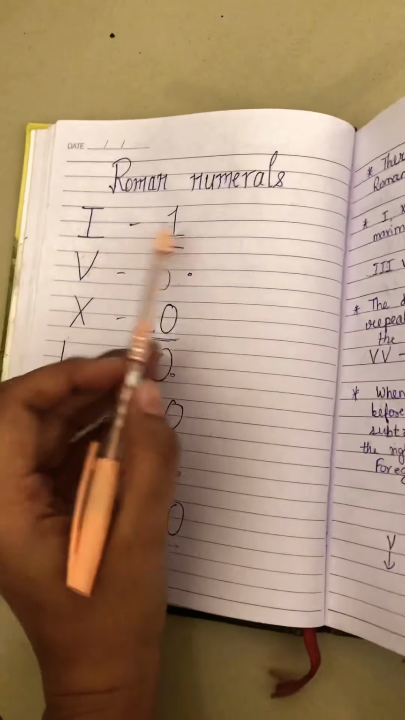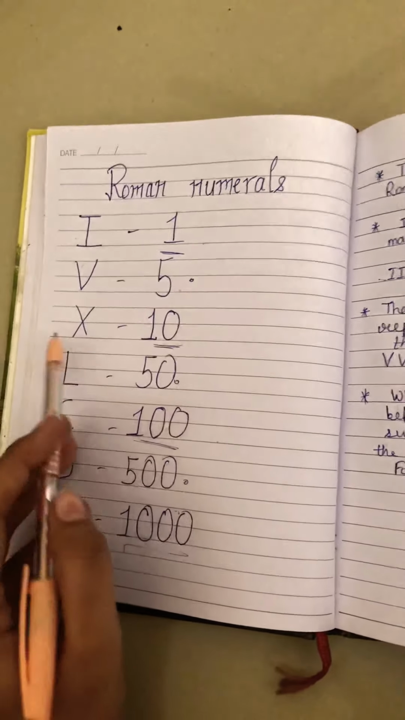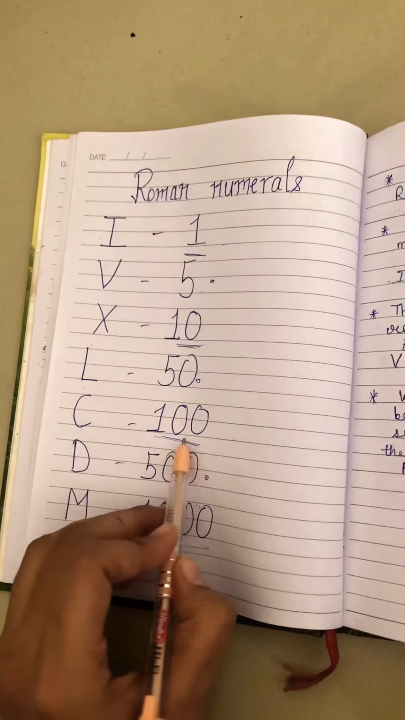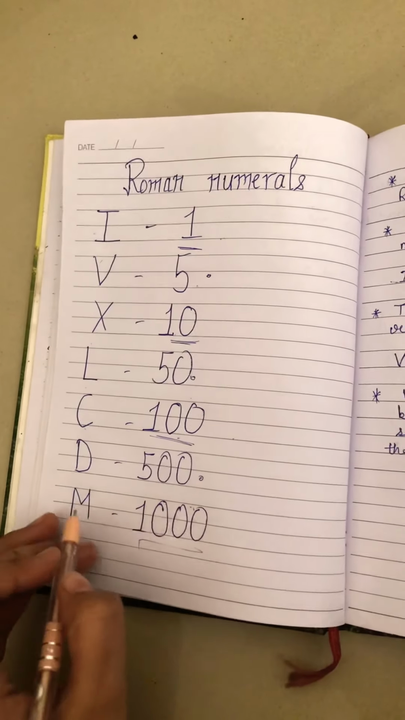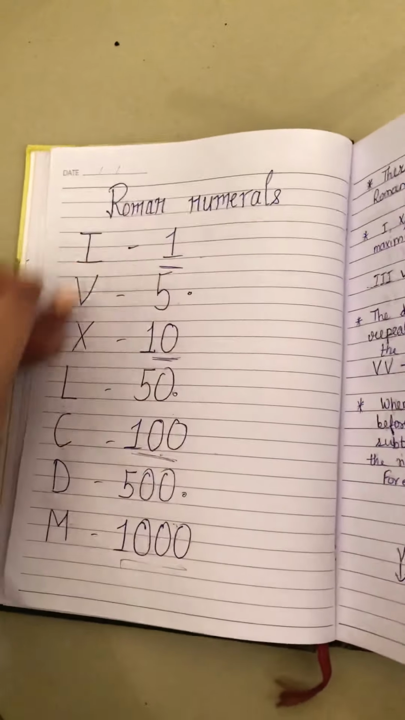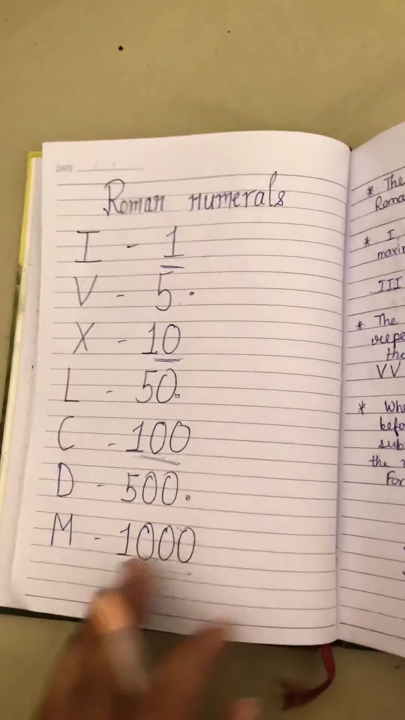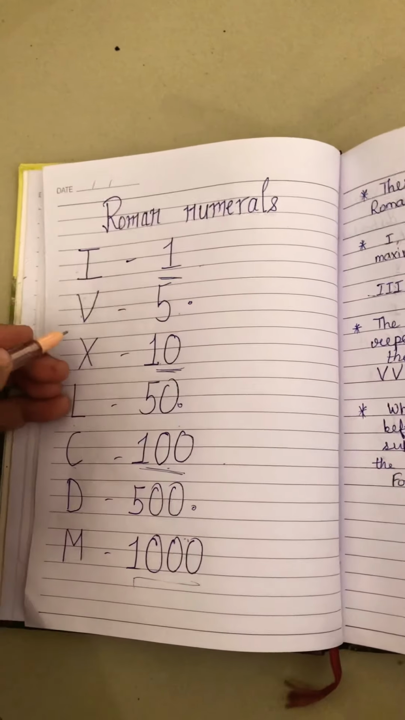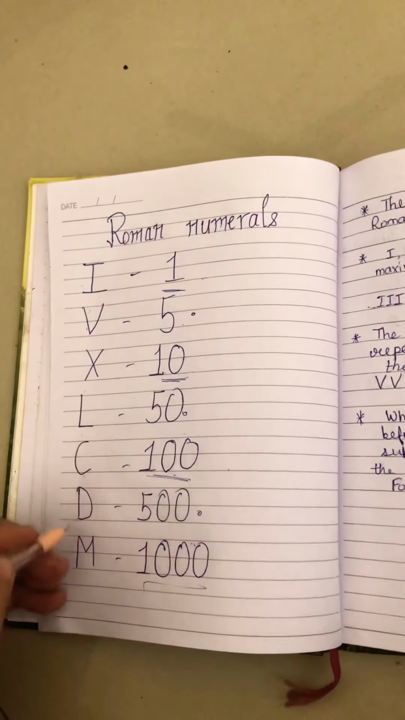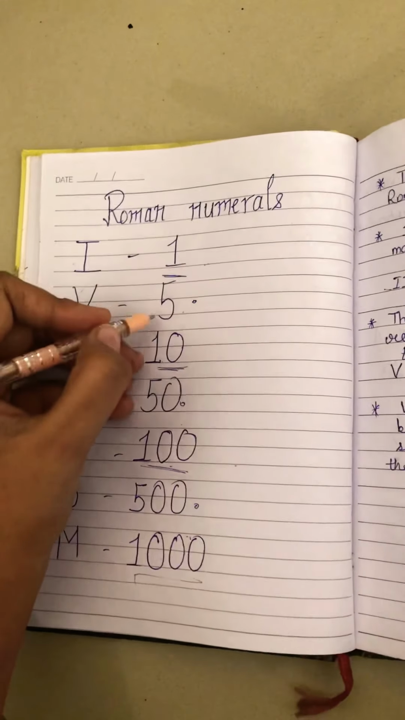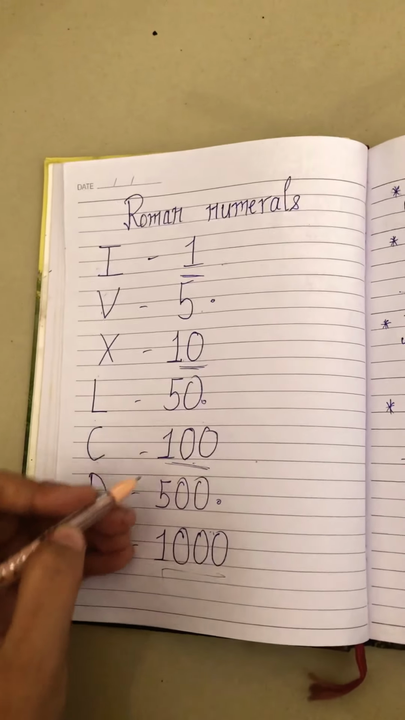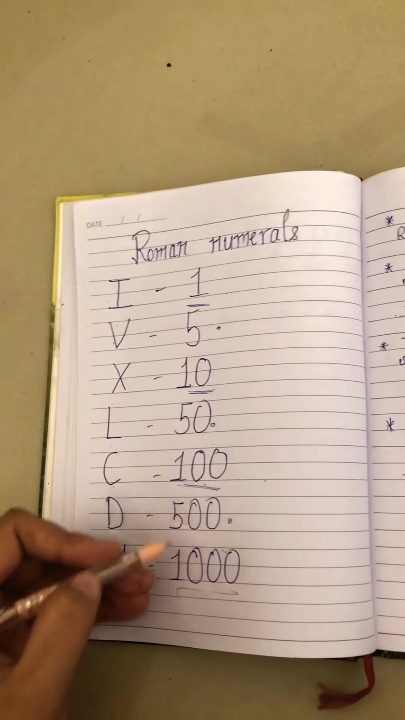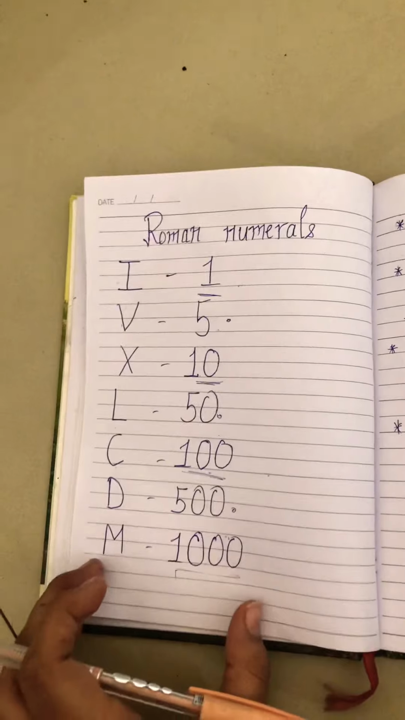I stands for 1, V stands for 5, X stands for 10, L stands for 50, C stands for 100, D for 500 and M for 1000. You need to remember this properly in order to do the Roman numeral system. I, V, X, L, C, D, M. 1, 5, 10, 50, 100, 500, 1000. You can always write this and keep it with you.